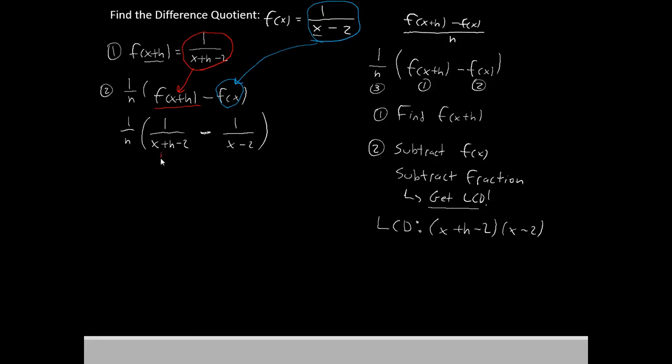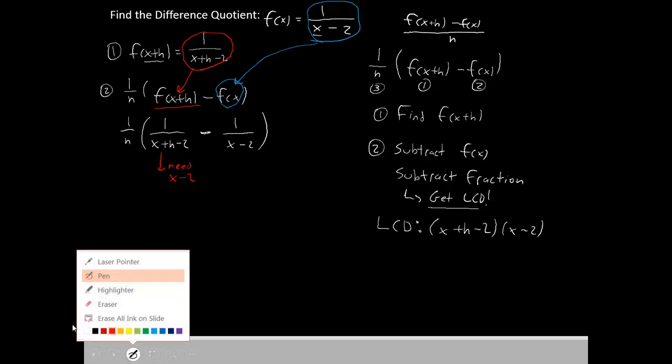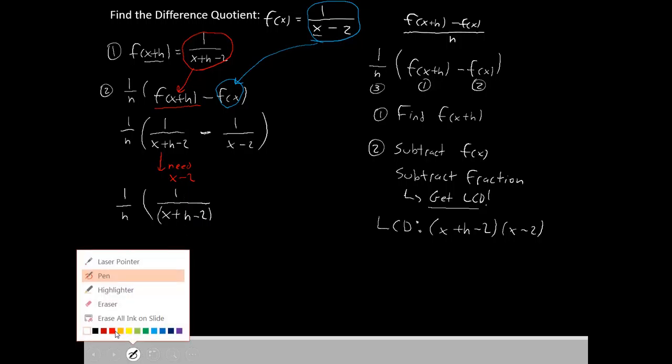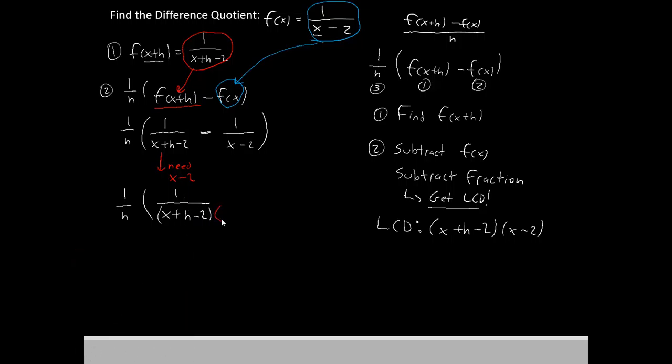This fraction is going to need x minus 2. So let's put it in. We're going to keep the 1 over h on the outside, and we'll have 1 over x plus h minus 2 still, but we have to put in the x minus 2 and multiply that on the top and the bottom.